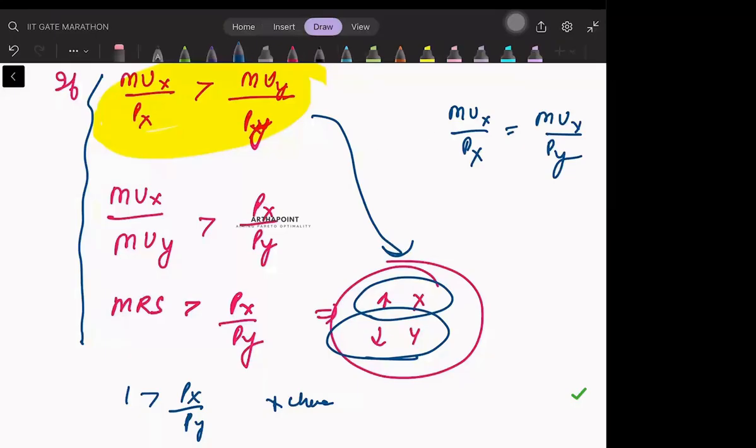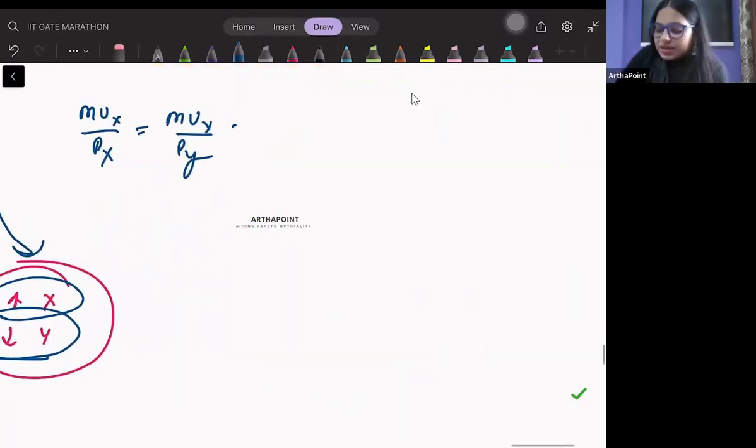And ma'am, how will we relate it to marginal utility of money? So ultimately, both of them have to be equal to MUM. So ideally, this is what is assumed to be a constant.